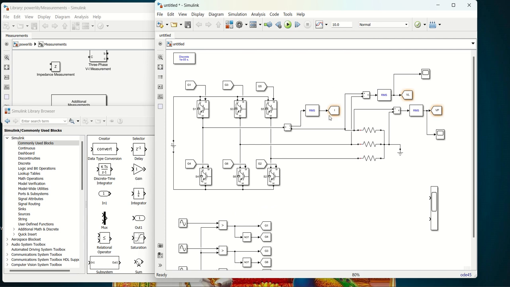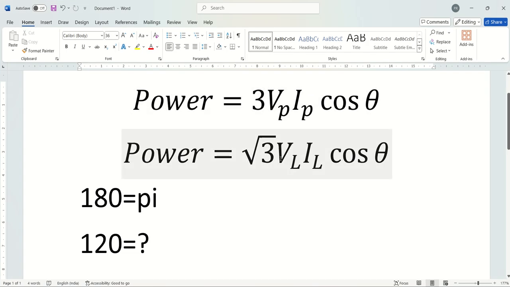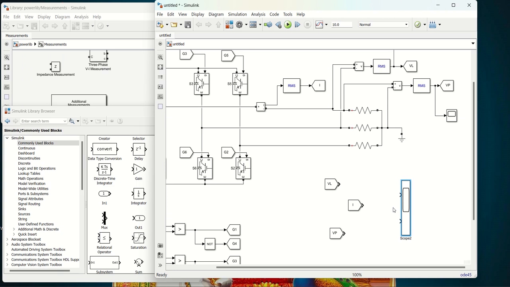Now we have calculated the current, the line voltage and the phase voltage, but till now we have not calculated the power. This is I, this is line voltage, this is phase voltage. So what is the formula? When line voltage is used, it is root 3 into VL into IL into cos theta. Root 3 is 1.732. Here I take cos theta as 1 because it is resistive, so voltage and current are in phase, theta is 0, that is cos theta is 1.